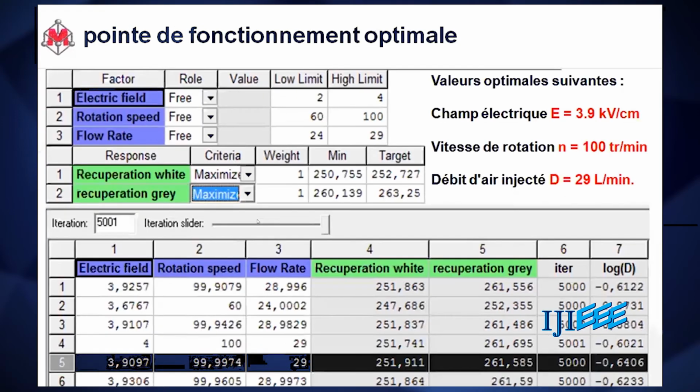According to the Modde 5 software, the best electrostatic separation of fine particles corresponds to the following optimal values: around 4 kilovolts per centimeter, 100 RPM, and around 29 liters per minute.